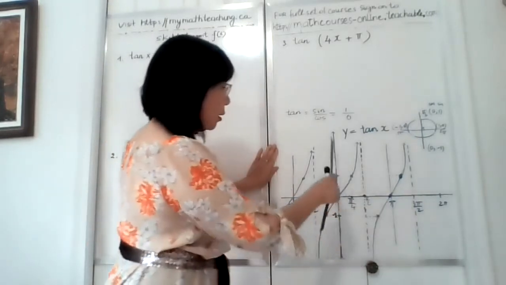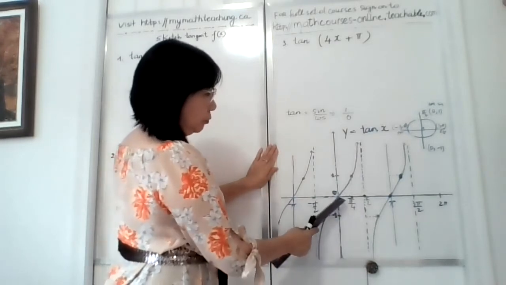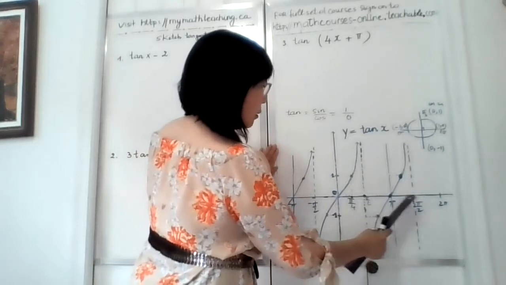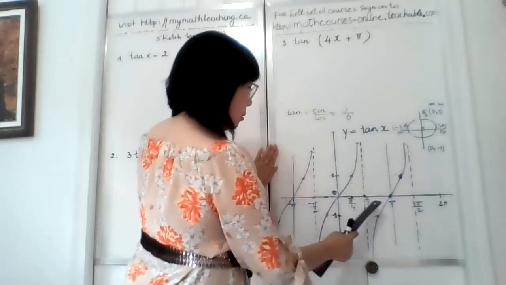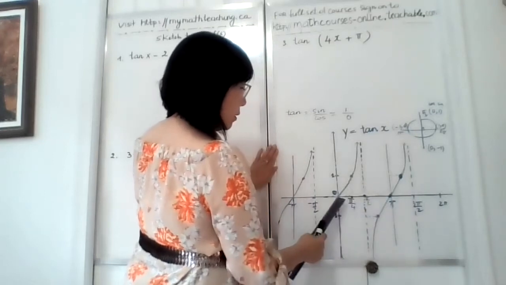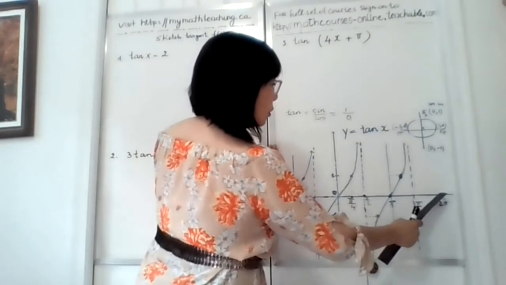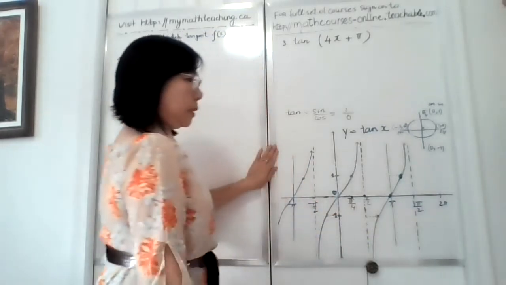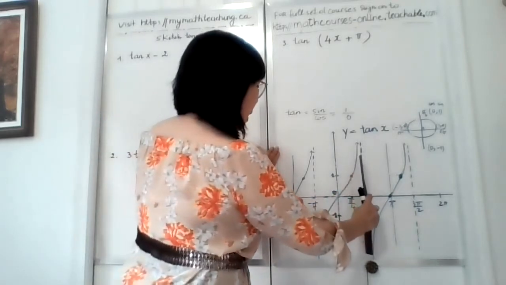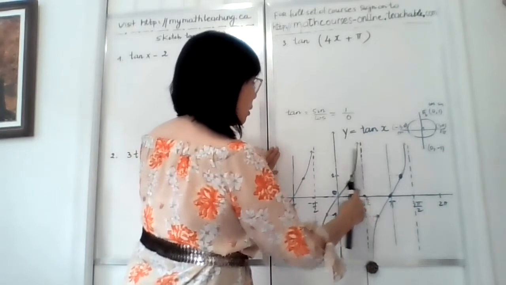Okay. So the wave for the tangent curve will go through the origin and go to pi, crossing the x-axis at pi and zero. And if we continue, it will cross at pi here as well, but we stop. And notice that at pi over 2 and minus pi over 2, we have two asymptotes.